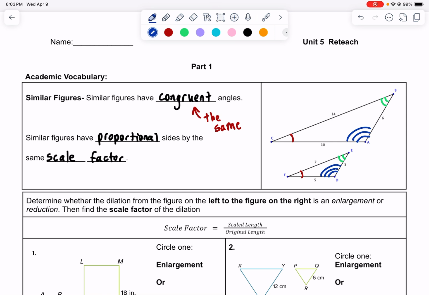So there are 3 sets of congruent angles, and we need to know this for later on because we're going to be talking about something called the angle-angle criterion, which tells us how many angles we need. Well, angle-angle stands for two angles. We need to know that two angles are congruent for them to be similar figures.